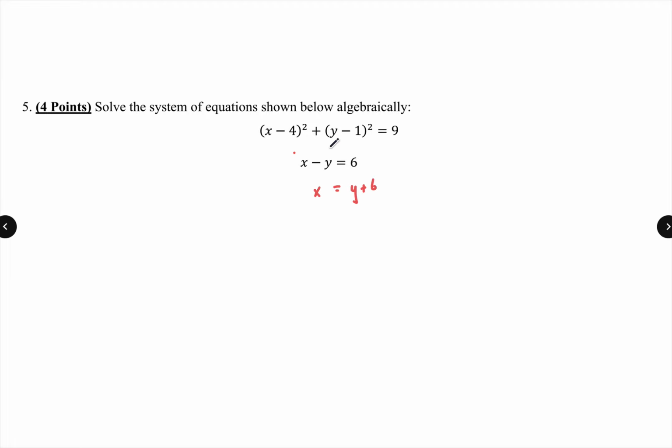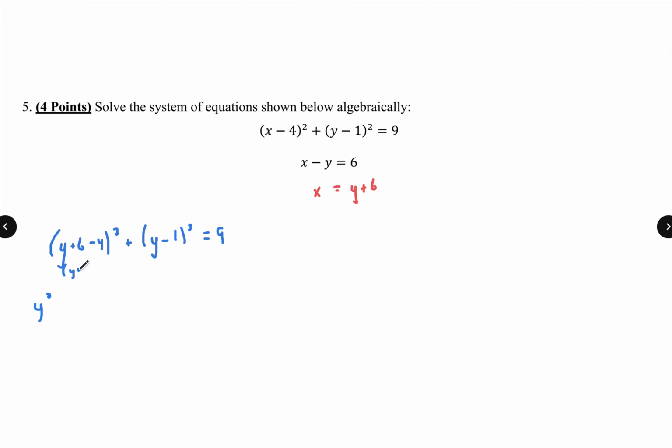And then I'm going to substitute it into my first equation, right? So if I come down, I know x equals y plus 6. So my first little piece is going to be y plus 6 minus 4, all of that squared, plus y minus 1 squared equals 9. Over here, that's leaving me with what? y plus 2 squared. So I'm just going to skip that step and then basically square everything out.